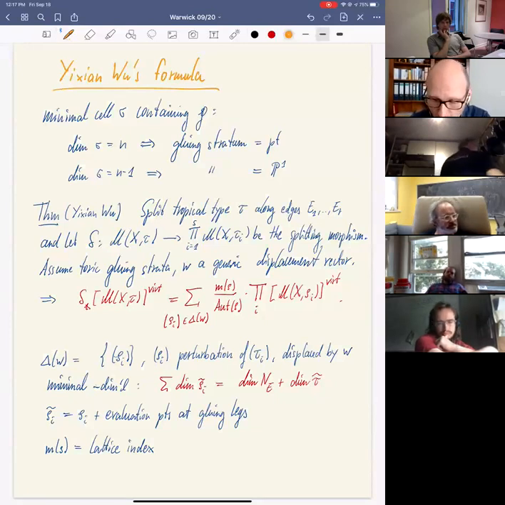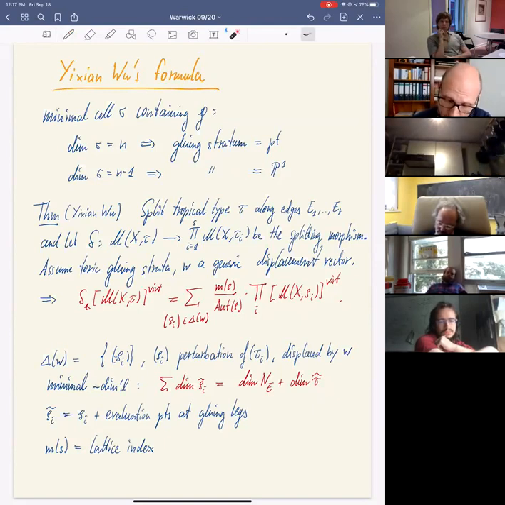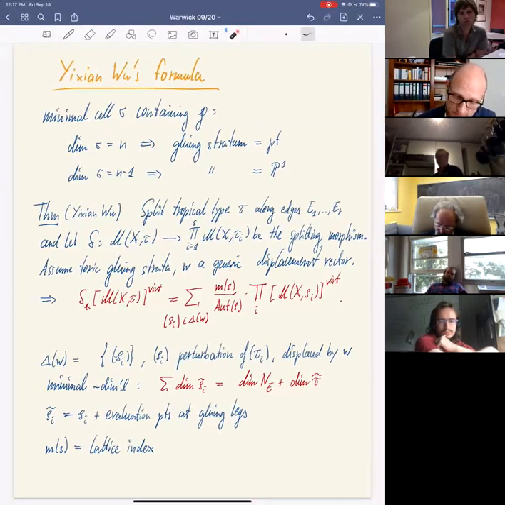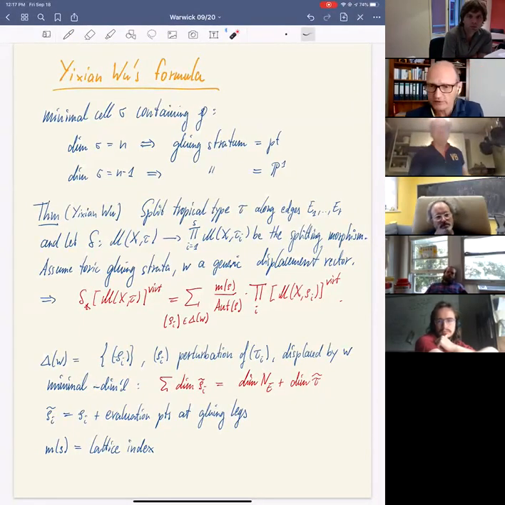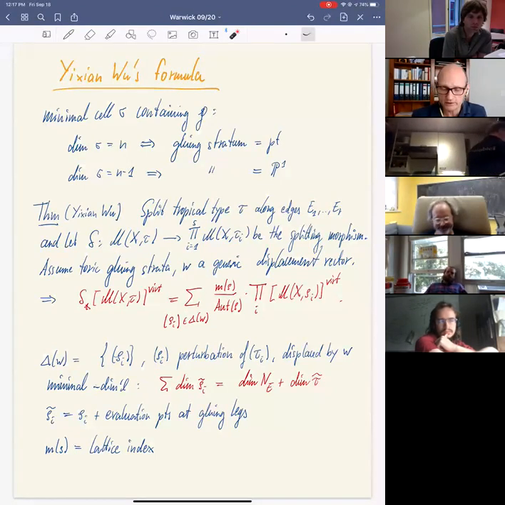Okay, so let's take a minimal cell containing this wall. There are 2 cases, and they have to be treated slightly differently, but not fundamentally differently. So either this wall lives in a maximal cell, and in this case, the gluing stratum, just like the case of the degenerating cubic that Yixian talked about, is just a point. So a point, of course, is toric, no problem.